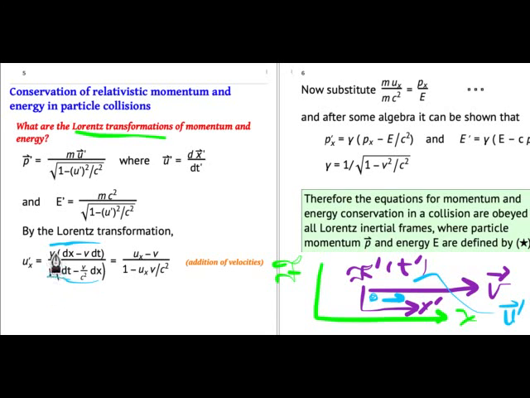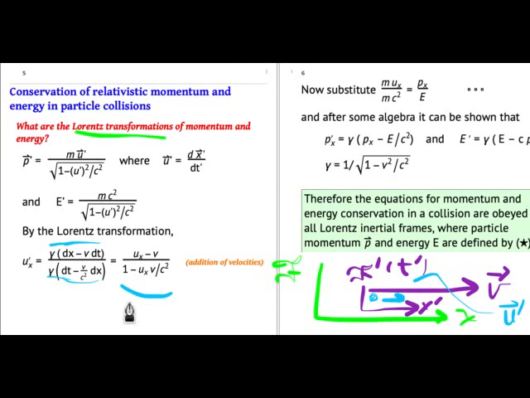But now I can cancel the gammas. I can divide the numerator and the denominator by dt. Then in the numerator I'll have dx/dt, that's ux, minus v dt divided by dt, that's minus v. And I have to divide by dt in the denominator. Here I'll have dt over dt, that's 1, minus v over c squared times dx/dt, that's ux.